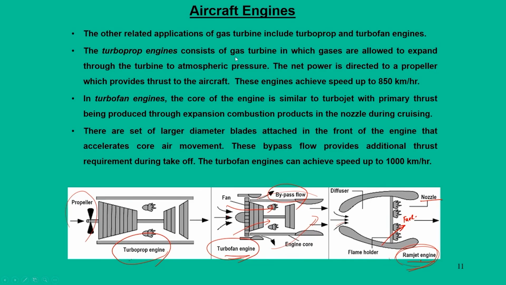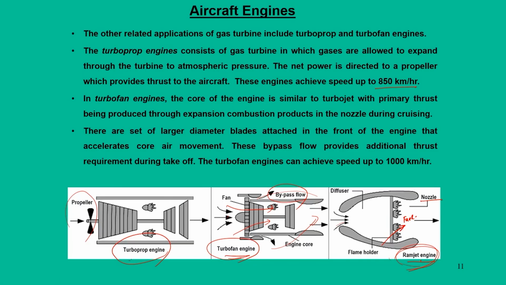A turboprop engine consists of gas turbines in which gases are allowed to expand through the turbine to atmospheric pressure, and here net power is directed to the propeller, which provides thrust. Typically, turboprop engines are capable of speeds up to 850 km per hour.